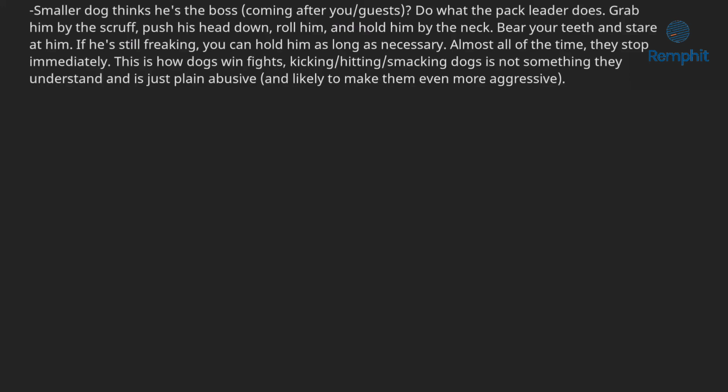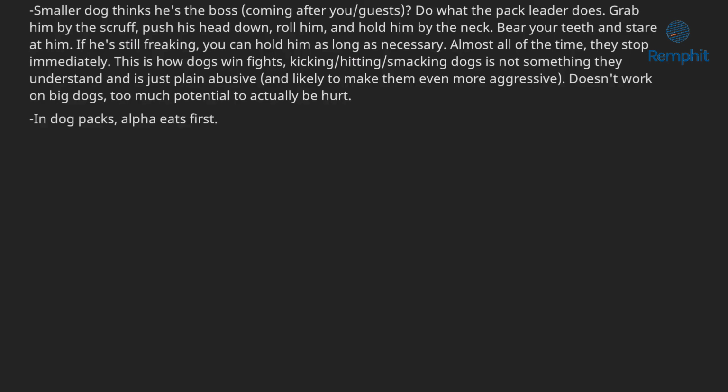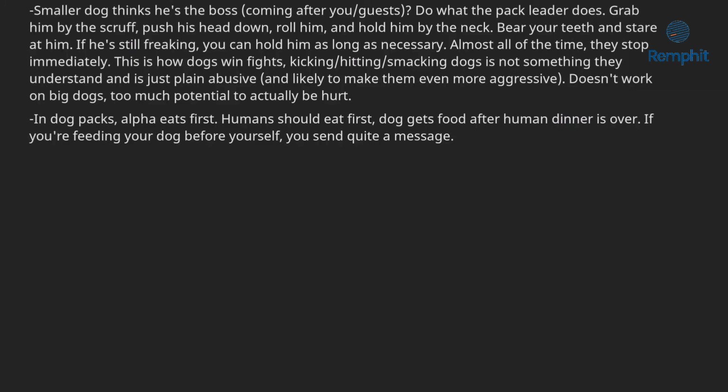Kicking, hitting, or smacking dogs is not something they understand, and is just plain abusive, and likely to make them even more aggressive. Doesn't work on big dogs. Too much potential to actually be hurt. In dog packs, alpha eats first. Humans should eat first. Dog gets food after human dinner is over. If you're feeding your dog before yourself, you send quite a message.